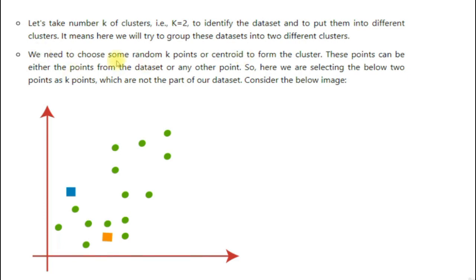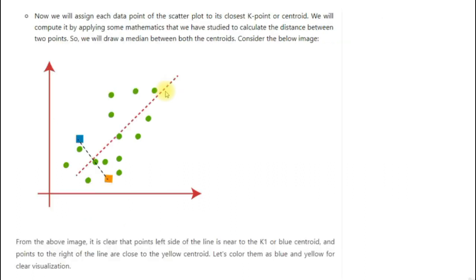Now we need to choose some random k points or centroids to form the clusters. These 2 points can either be points from the dataset or any other points. It doesn't matter. So here we are selecting the below 2 points as the k points. We are selecting these 2 points as the initial cluster centroids, which are not part of the dataset.